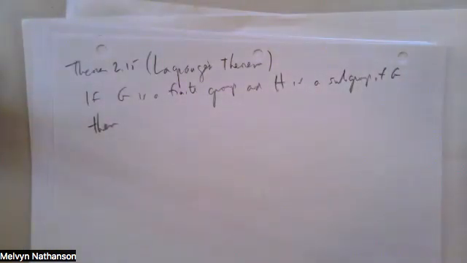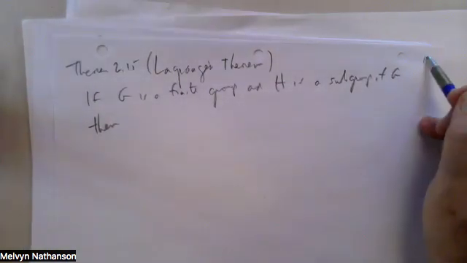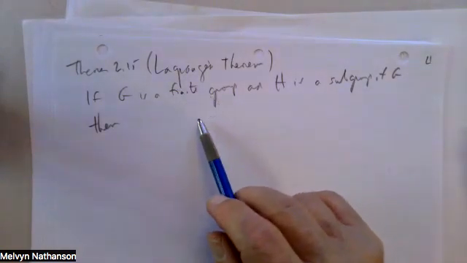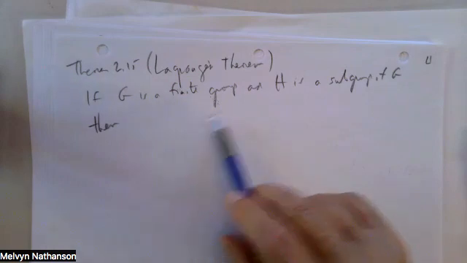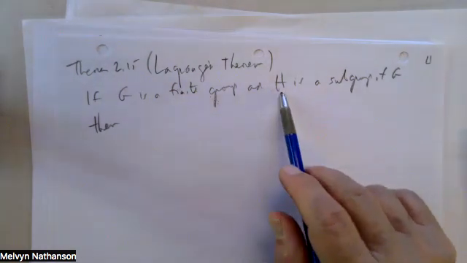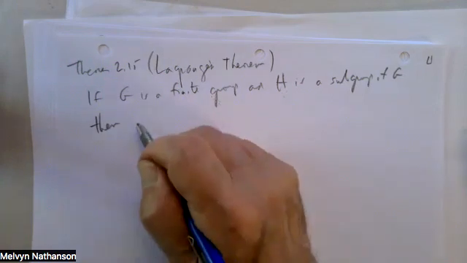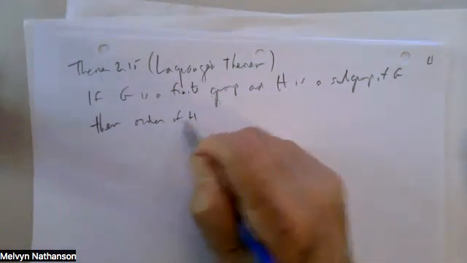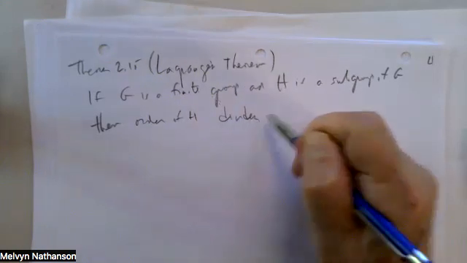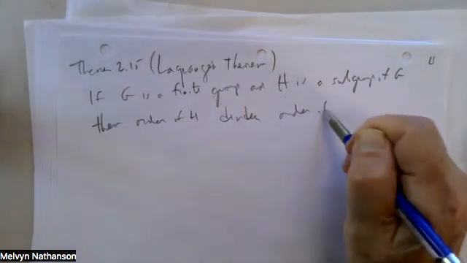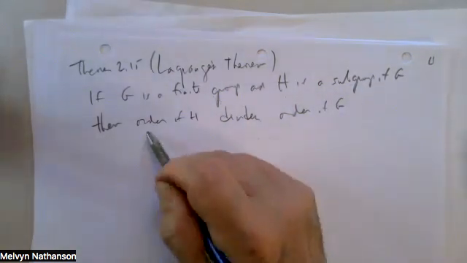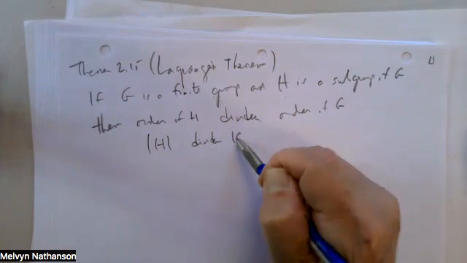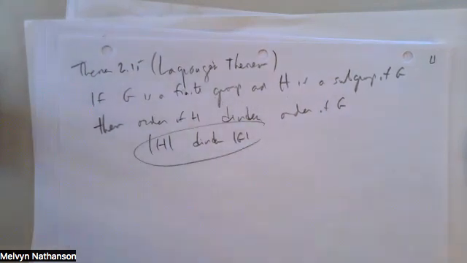So what does Lagrange's theorem say? If G is a finite group, that means the order of G is finite. It's a finite number of elements in the group. And H is a subgroup, so it's certainly finite. Then the order of H divides the order of G, right? So the order of H, that's a positive integer, divides the order of G.